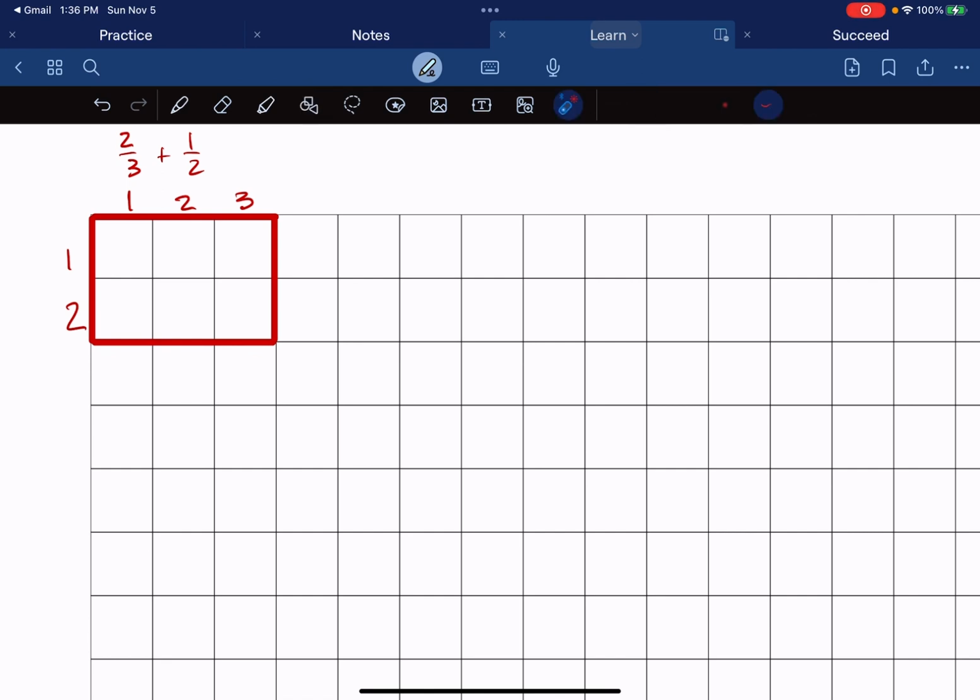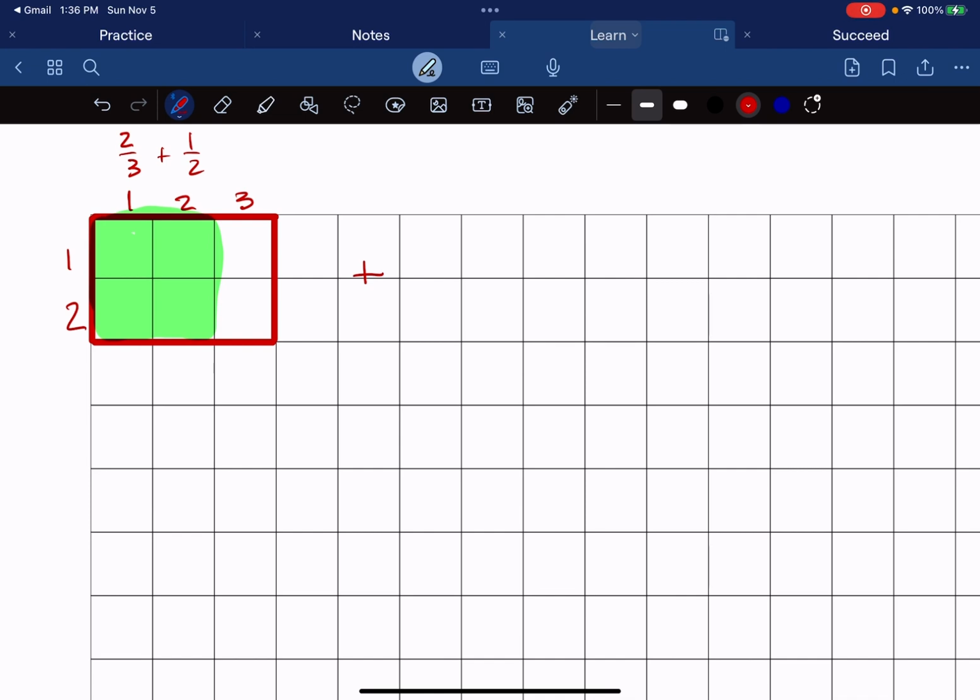Now I need to look at my numerator. So for 2/3, my numerator is a 2, and remember my denominator was a 3, so I'm worried about my top part here that goes 1 through 3 since my denominator is a 3. They tell me to shade in 2 out of the 3, so I'm going to go 1, 2, and we're going to shade all the way down. Alright, so I've taken care of my 2/3 model.